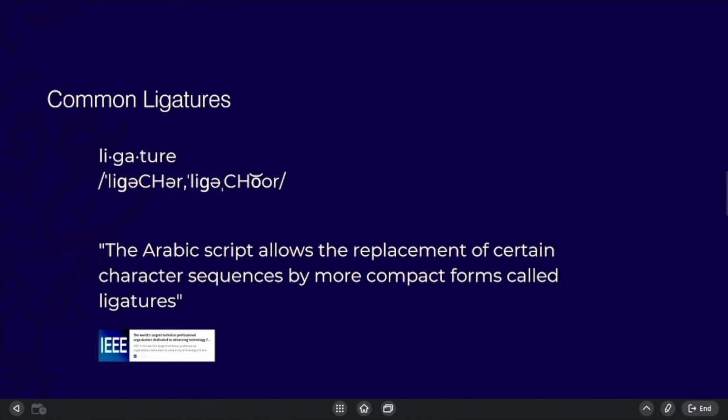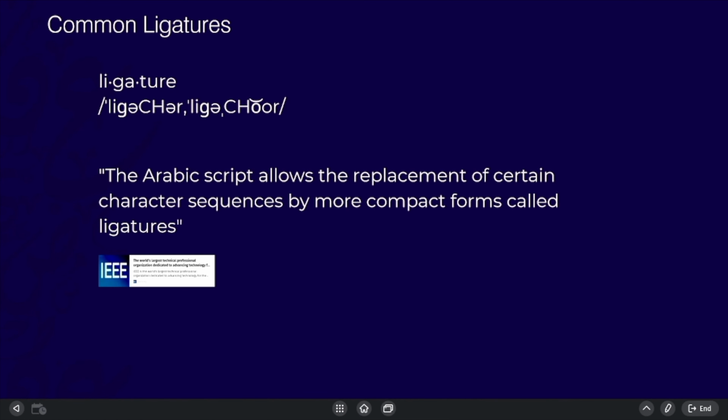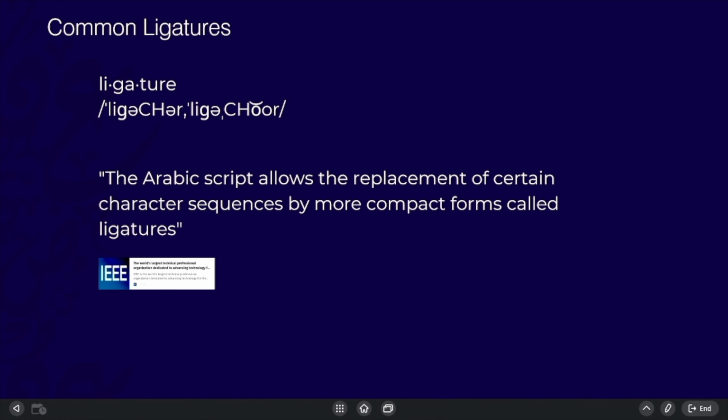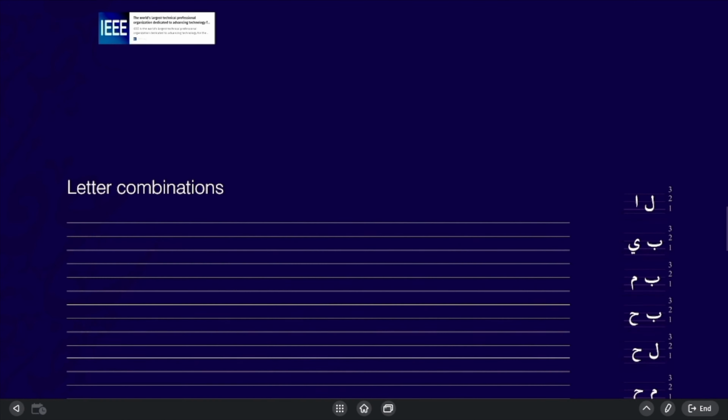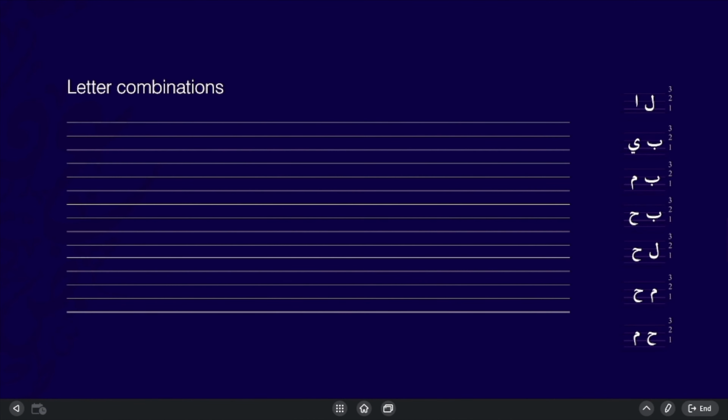And a ligature is a shortcut. The Arabic script allows the replacement of certain character sequences by more compact forms called ligatures. You'll understand what they mean right here. You're already familiar with the first one.